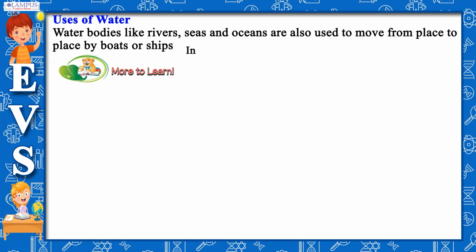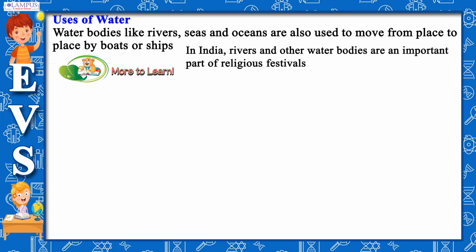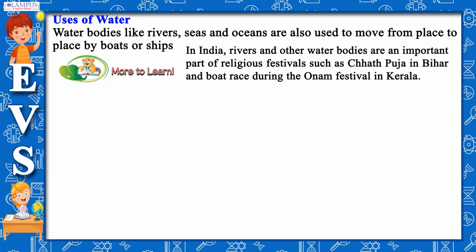More to learn. In India, rivers and other water bodies are an important part of religious festivals such as Chhath Puja in Bihar and boat race during the Onam festival in Kerala.